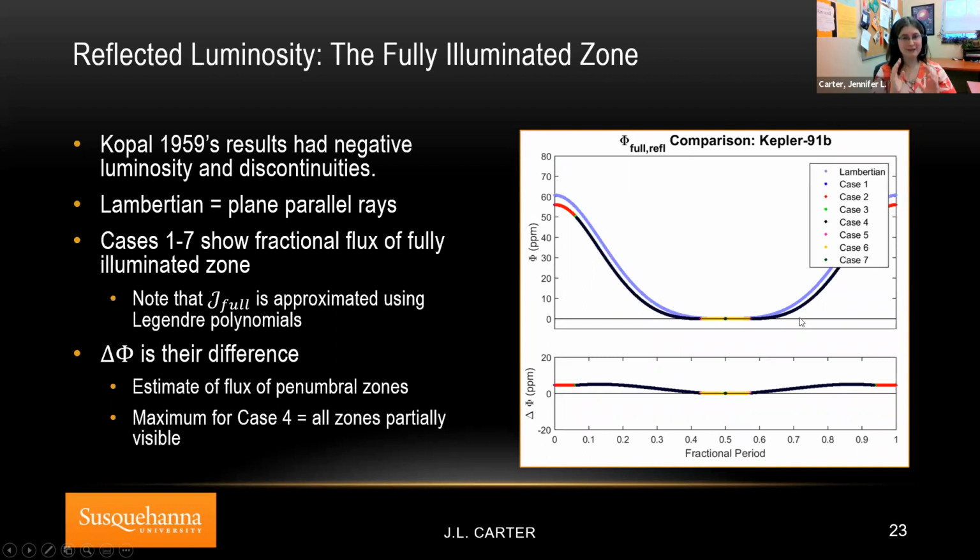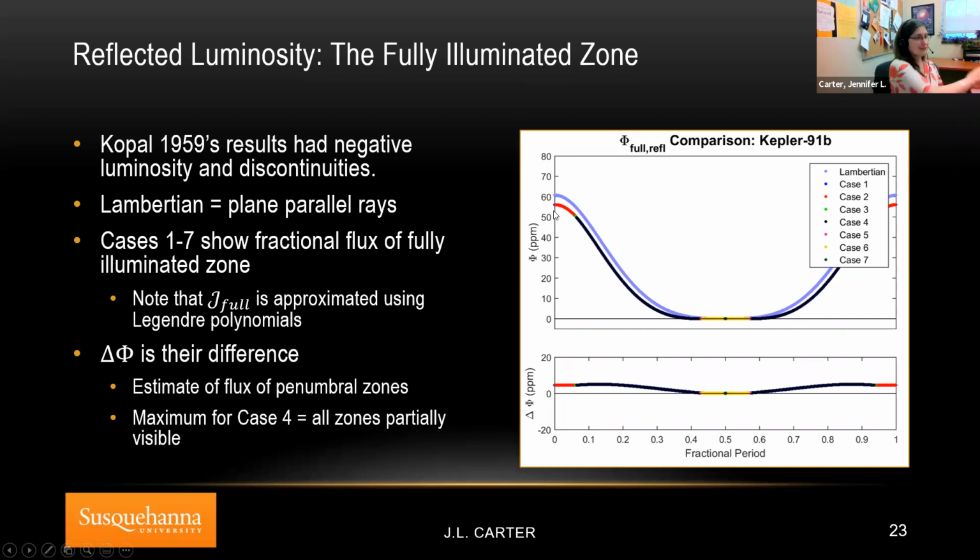This is the fractional flux for the fully illuminated zone only, where we've taken it out to fourth order in our Legendre polynomials, because that's as far as we're allowed to, assuming these are both spheres. The purple line is comparing this to an exoplanet of the same size if we treat it as a Lambertian sphere and use the plane parallel ray approximation. We see that there's always less light from the fully illuminated zone.